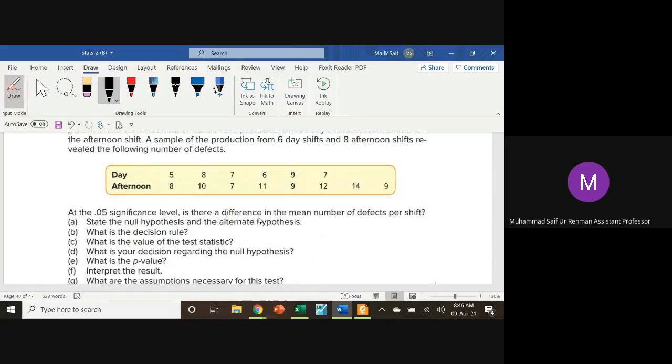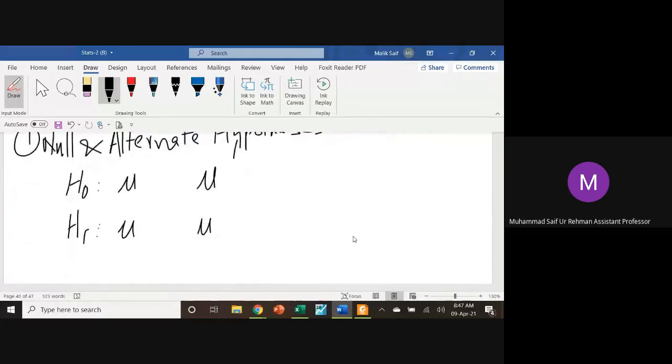Is there a difference in the mean number of defects per shift? So as the word difference is there, this is a hint that the equality sign will be there. Is there a difference? So if mu1 is equal to mu2, that means there is no difference. So that will be in the null hypothesis. So the equality sign will be here and the inequality sign will be here in the alternate hypothesis.